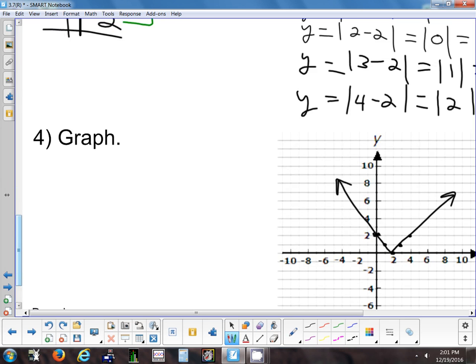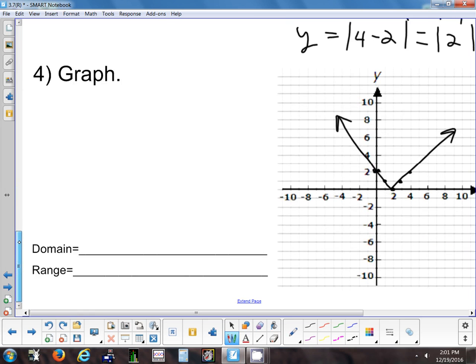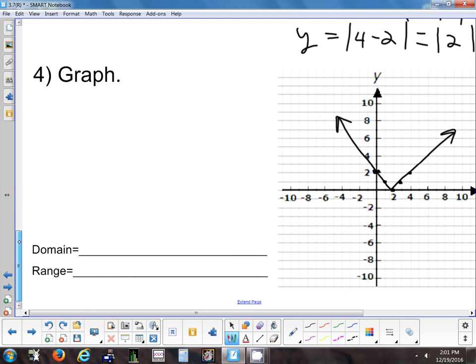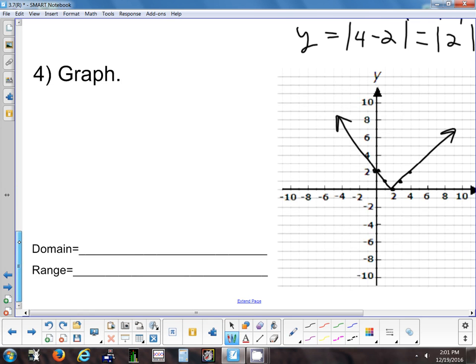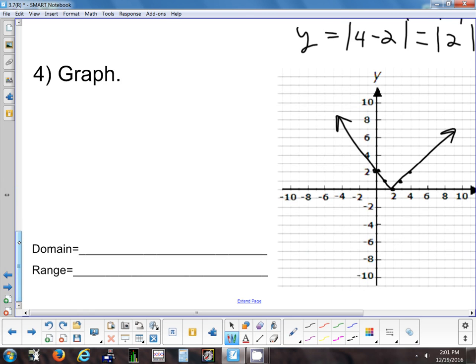Okay, what's the domain of that? How far to the left and to the right does it go? Negative infinity to infinity. So you can write that, or what could you write it in words? You could write all real numbers. I'm thinking people maybe are more comfortable with that.